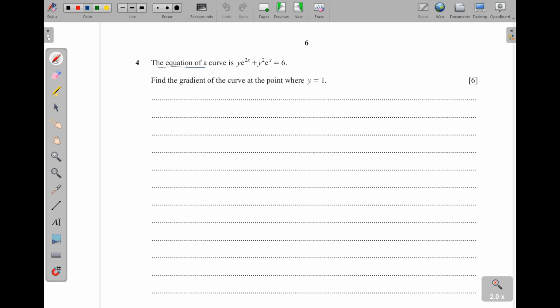Question 4. The equation of a curve is given by this. Then find the gradient of the curve at the point where y is equal to 1. Now, for y is equal to 1.